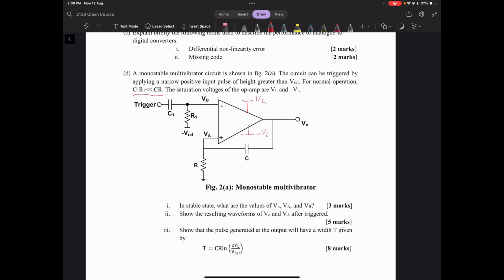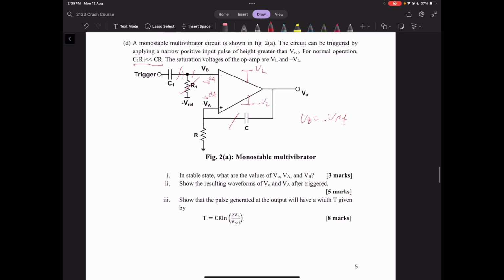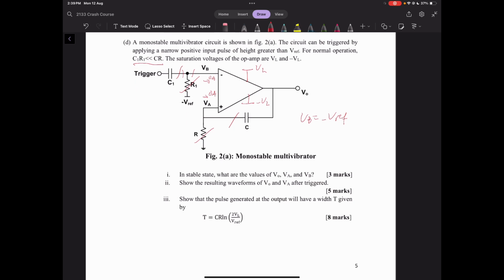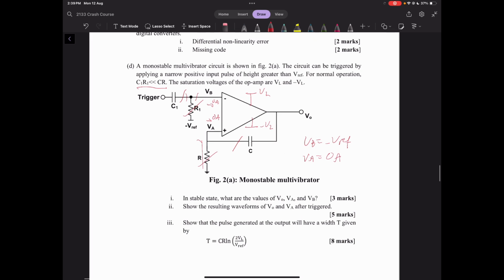So in a stable state, what are the values of Vout, VA, and VB? In a stable state, we're in DC, which means these capacitors are open, and the op-amp draws no current, which means that VB will be sitting solidly at the negative V reference voltage because there's no current here, so this resistor is essentially dead, and we get negative V reference at VB. This capacitor's open, that means that resistor's dead, so our VA will be sitting solidly at ground.